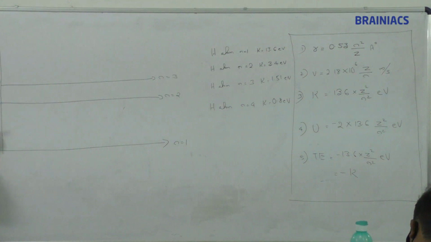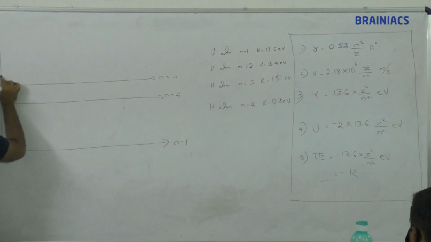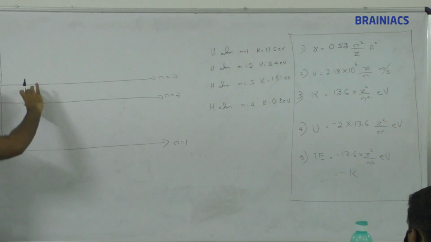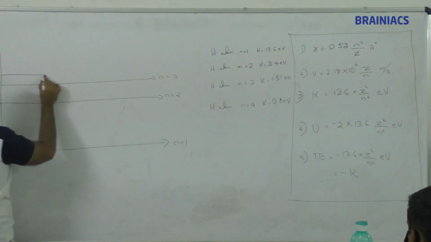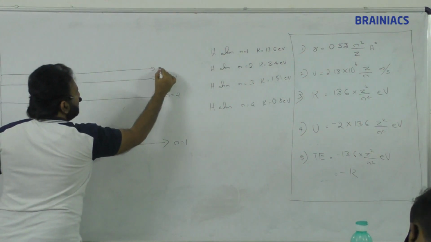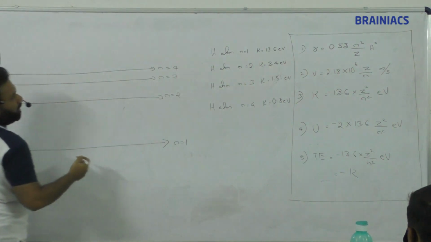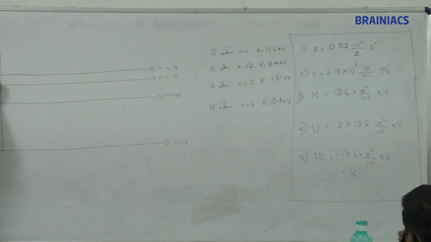1.89 electron volt. This was 10.2. This is 1.89. Now see, N is equal to 4. What is the difference between the levels? 0.6, one more digit.